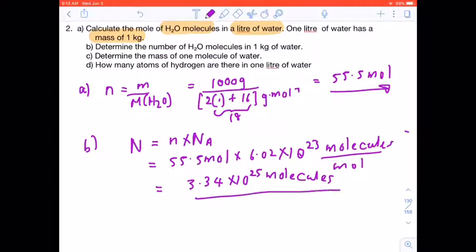Right? Can you believe that? It's like having a liter of water. You got a liter of water, and it's 1 liter. And how many molecules have you got there? Gee, look at the number, 3.34 times 10 to the 24 molecules in 1 liter of water. Right. Then it says, determine the mass of one molecule.